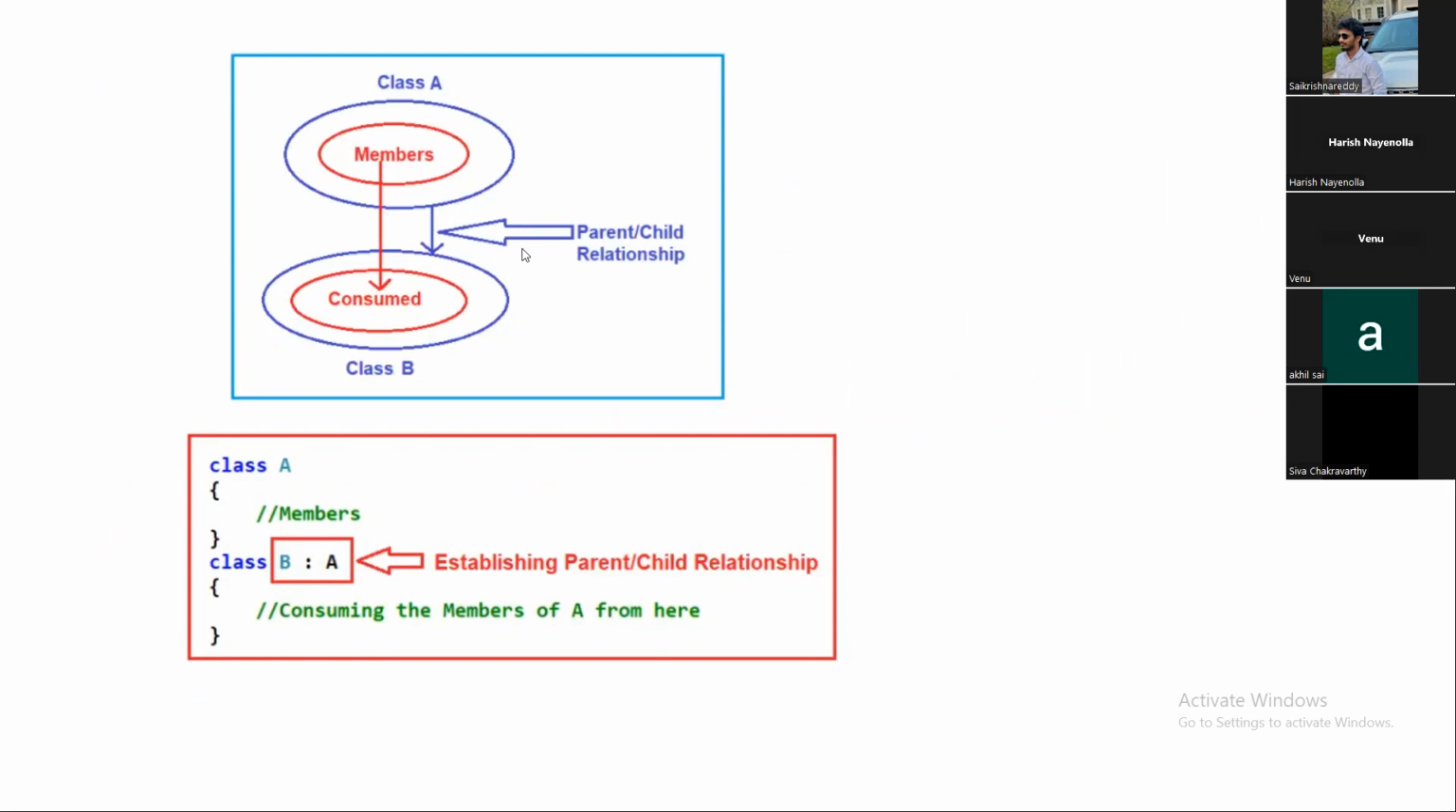So how do you create the relationship? You have to use inheritance. Class A is already defined, and for class B, I want to use the class A properties or methods or variables in class B. So automatically whatever is there in class A will also appear in class B.